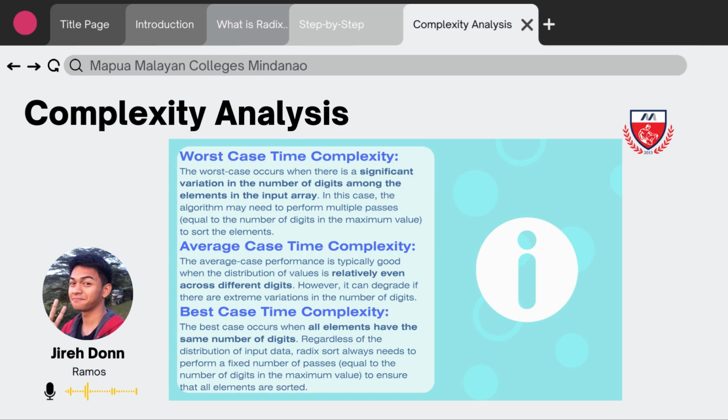The average case time complexity for a radix sort would occur when the distribution of values is relatively even across different digits. However, it may degrade if there are extreme variations in the number of digits. And its best case time complexity would occur when all elements have the same number of digits. Regardless of the distribution of input data, the radix sort would always need to perform a fixed number of passes to ensure that all elements are sorted.